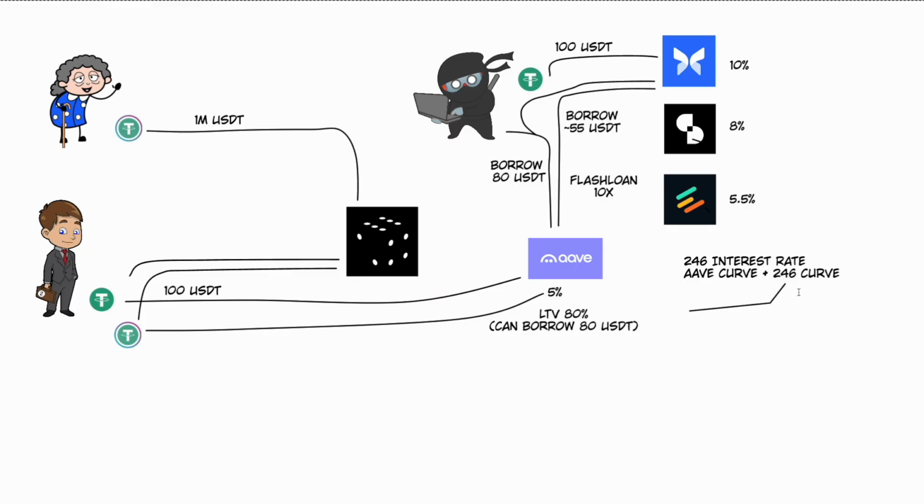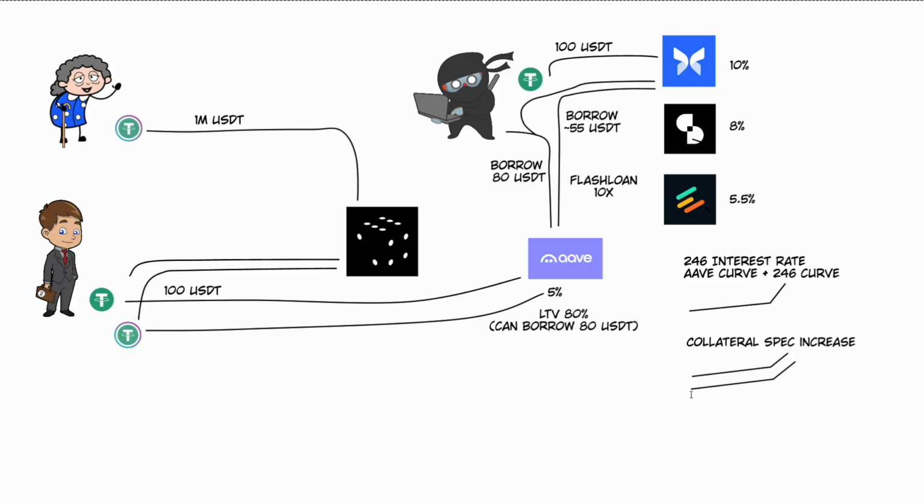So AAVE has a curve that looks like this. So as more people borrow from the AAVE market, then the interest rate goes up, and then once it gets to whatever it is, 80% or 85% utilization, it starts ramping up very quickly, right? But then inside this 246 club, he also has to pay, it has its own interest rate curve, its own hockey stick style curve.